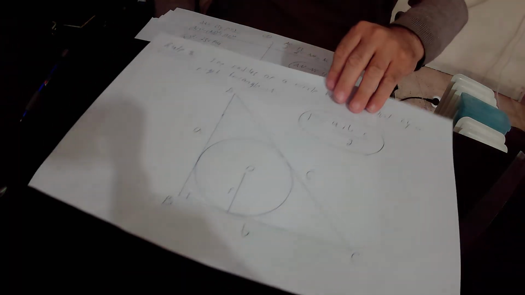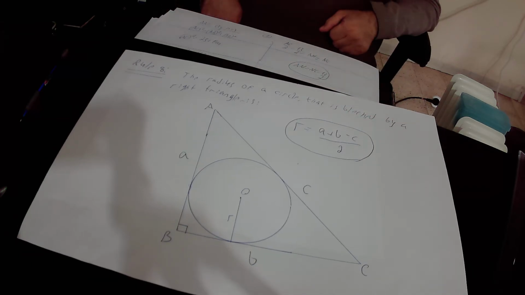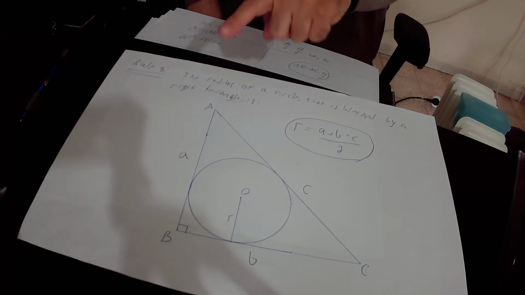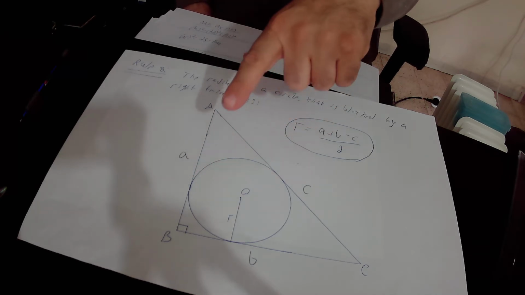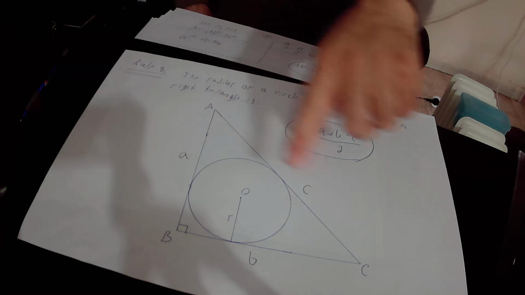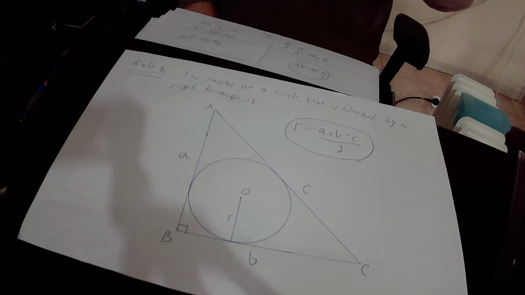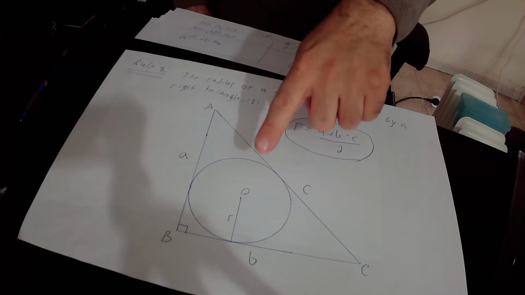According to rule number 8, the radius of a circle that is blocked by a right triangle is R equals A plus B minus C over 2. So we have the right triangle ABC. In the right triangle ABC, this angle equals 90 degrees. The length of side AB is A, side BC equals B units in length, and the length of the hypotenuse AC is C. The right triangle ABC blocks this circle. The radius of this circle is R.